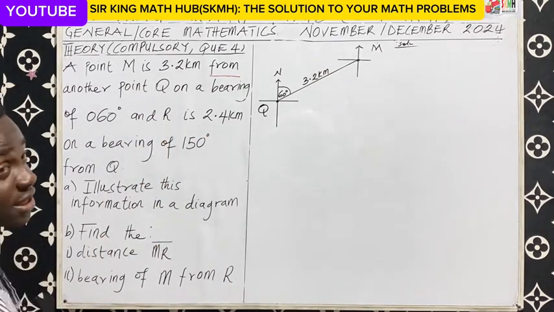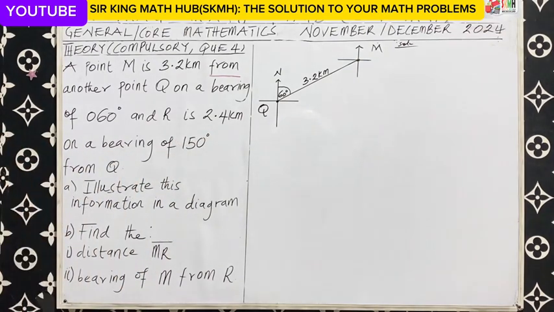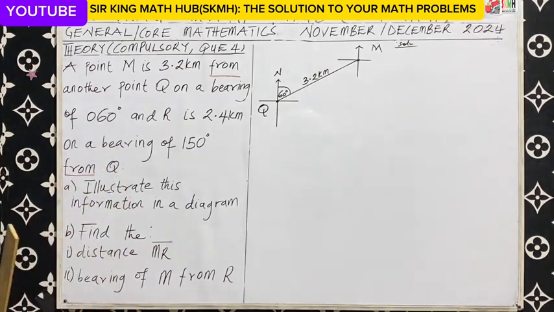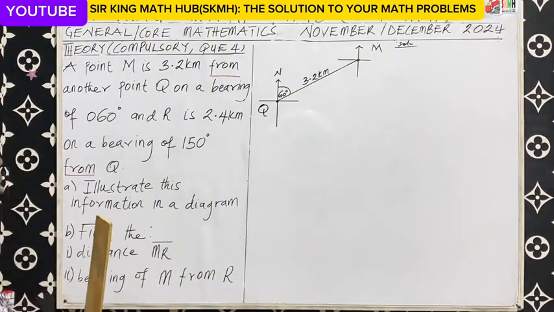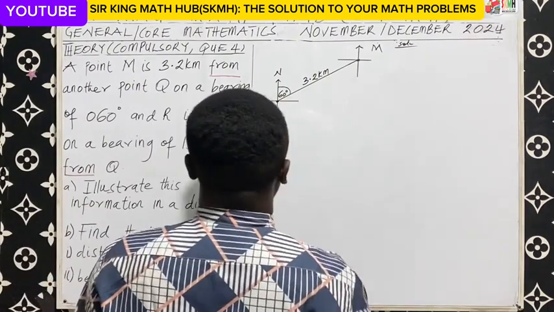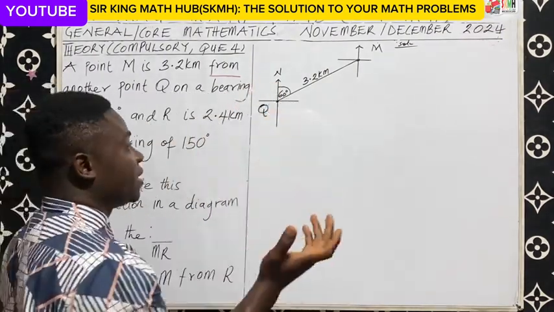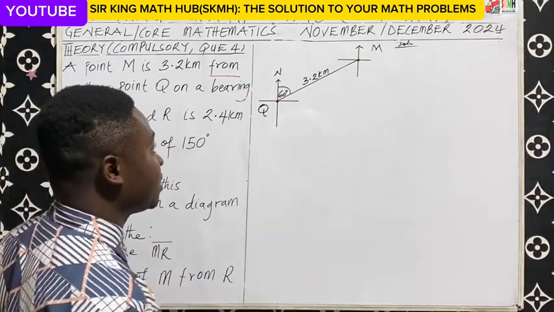And another point, R. So another point, that is the third point, R, is 2.4 kilometers on a bearing of 150 degrees from point Q. So from point Q, we are also to measure 150 degrees. So as we said, in bearings, angles are read from the geographical north in the clockwise direction.